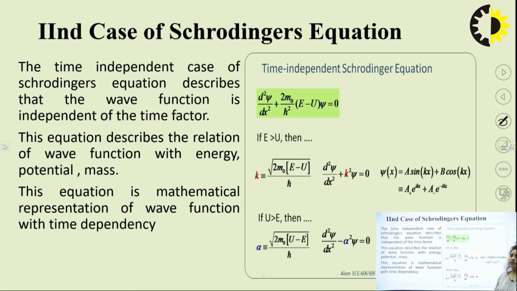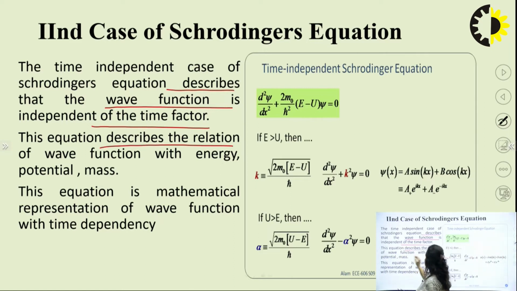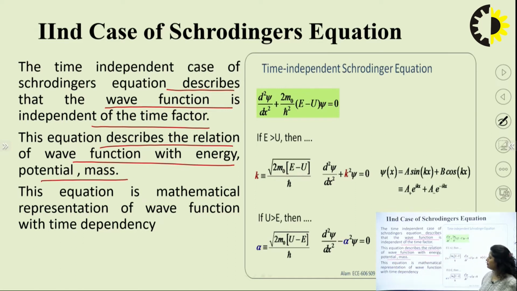The second case of the Schrodinger equation. As I have told you, it has two types, the time dependency and the position dependency. The second case is the time independent case of the Schrodinger equation, which describes the wave function as independent of the time factor. Now the wave function depends only on the position. So this equation describes the relation of the wave function with energy, potential and mass, not on time. This equation is the mathematical representation of the wave function without time dependency.